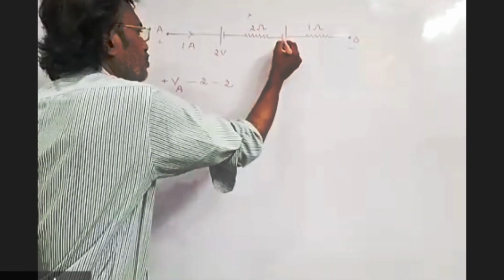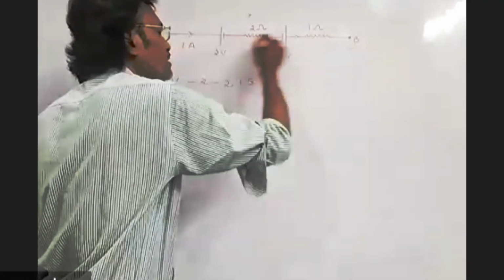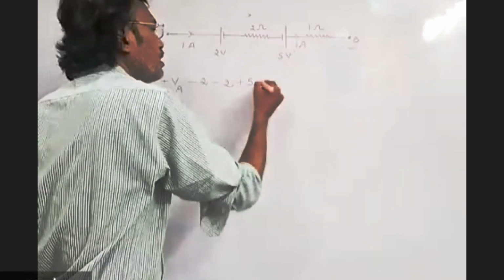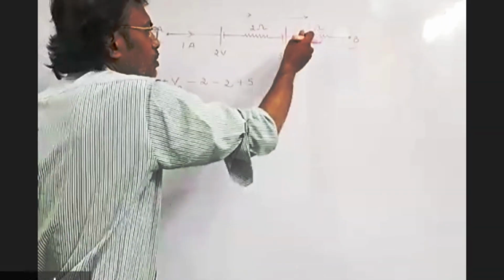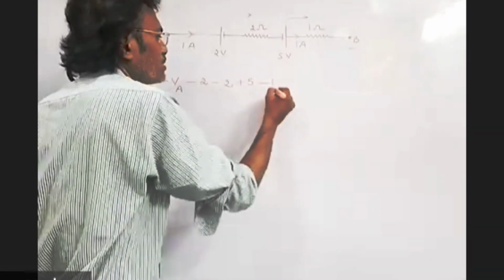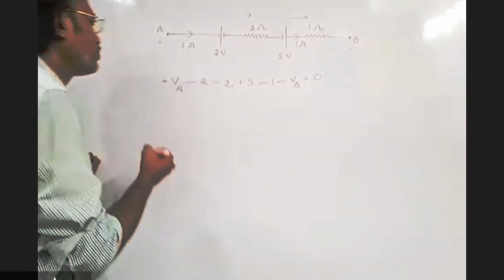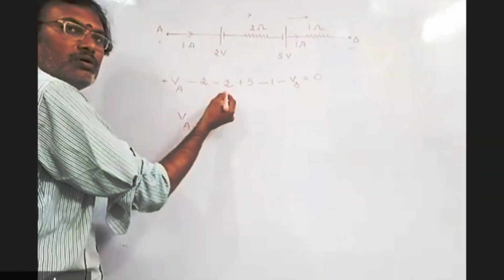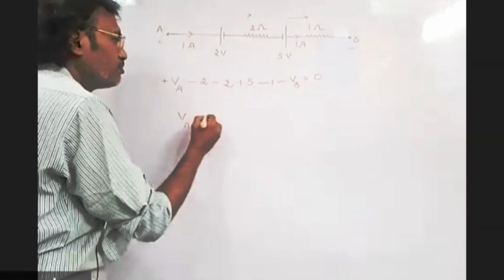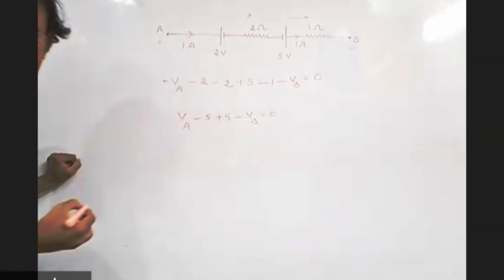Again negative to positive, low potential to high potential, plus 5. And in the same direction, current is passing in this direction, I. That I is nothing but 1 ampere here. Both are in the same direction. You are moving from A to B, the current also from A to B. So IR, 1 into 1, minus 1, and this is the negative end, minus VB is equal to 0. Now VA minus 2 minus 2, minus 4, and minus 1, minus 5. This is plus 5. Minus VB is equal to 0.